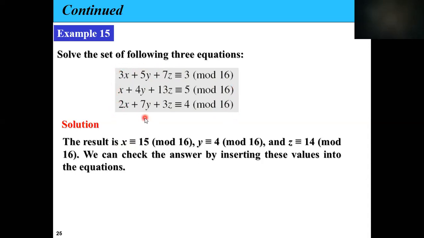In that case, dear student, in our next few lectures we will study the CRT, the Chinese remainder theorem. This is the idea of how you can solve a system of equations like this one through the Chinese remainder theorem under different modulo classes.